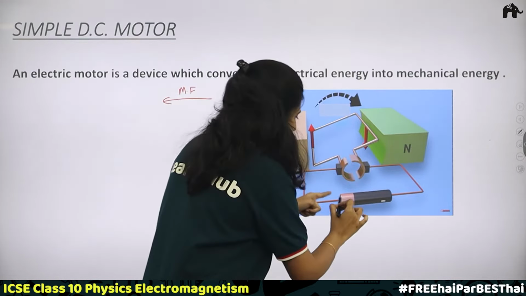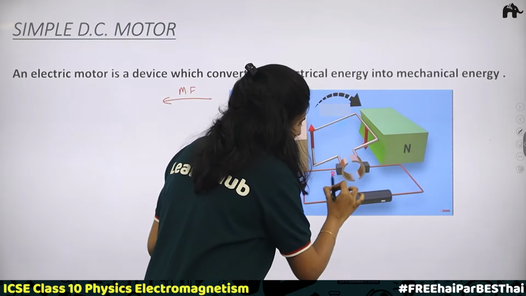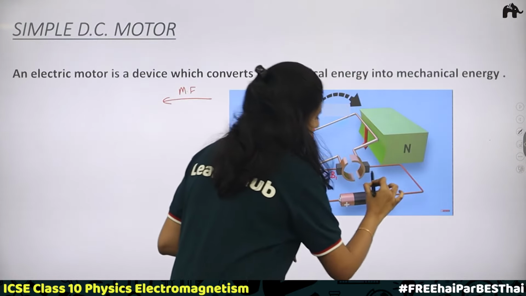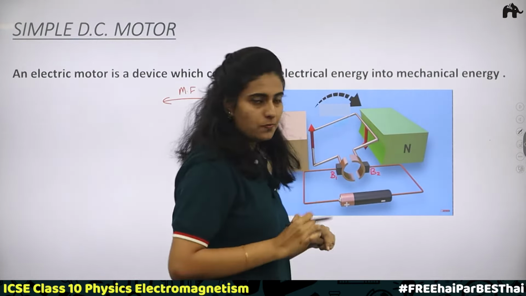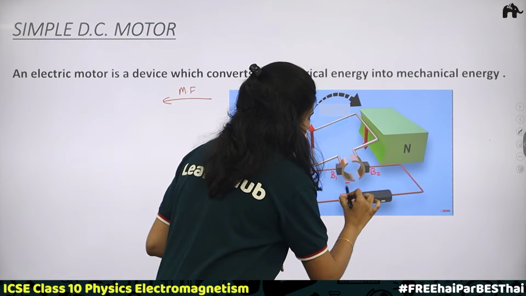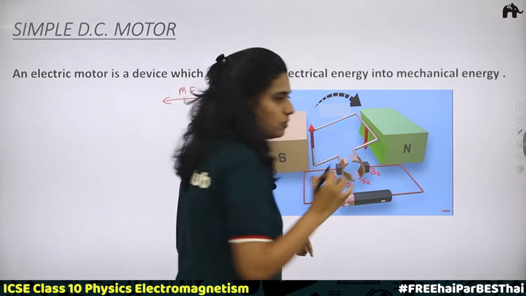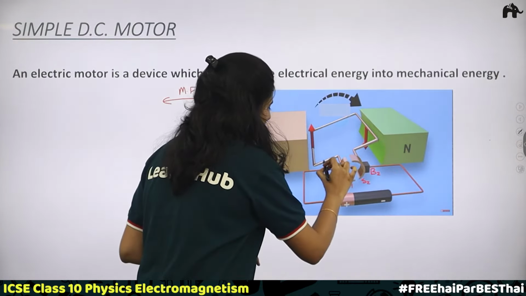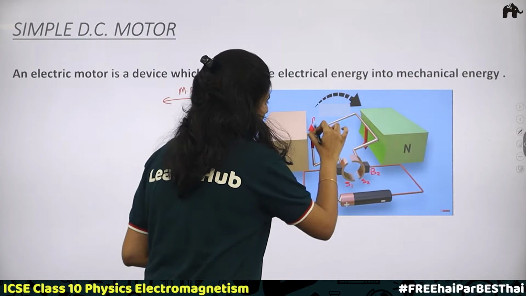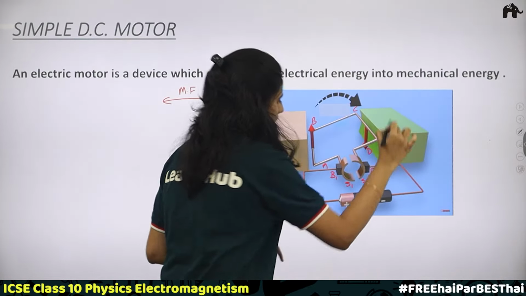Here we have the battery. From the battery, this part I am marking. This is brush 1, B1, and this is brush 2, B2. Then you have split rings, which you can mark as S1 and S2. Okay, I'm naming this coil as A, B, C, D.